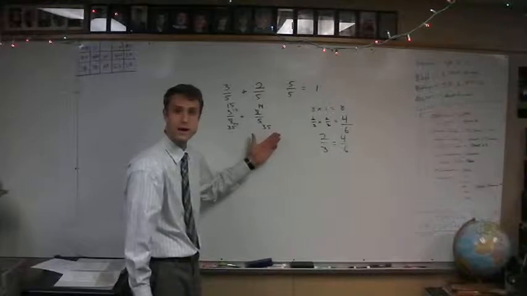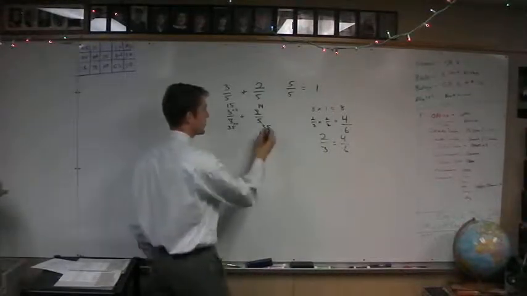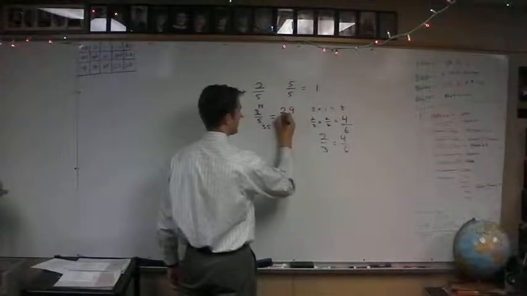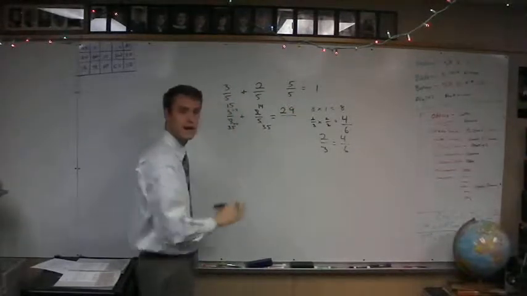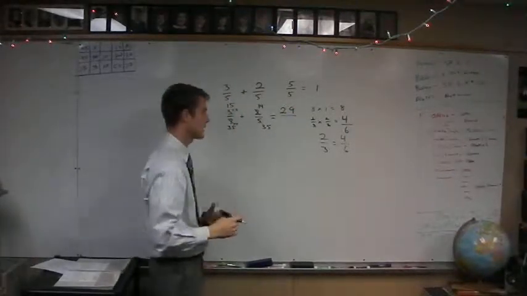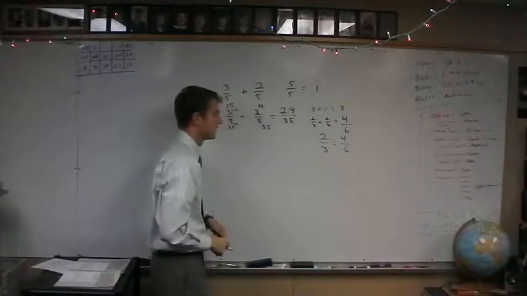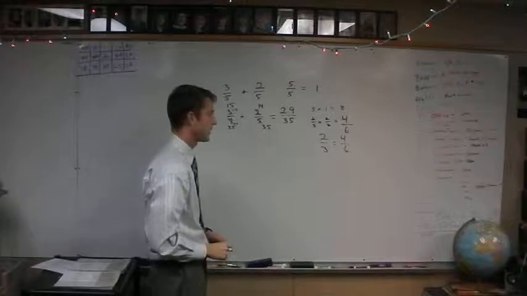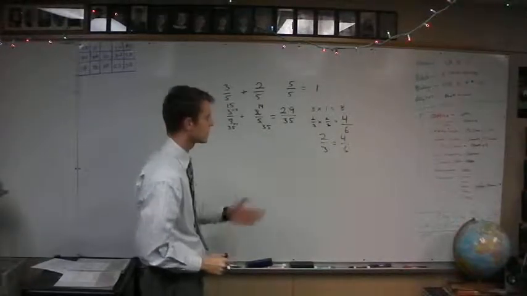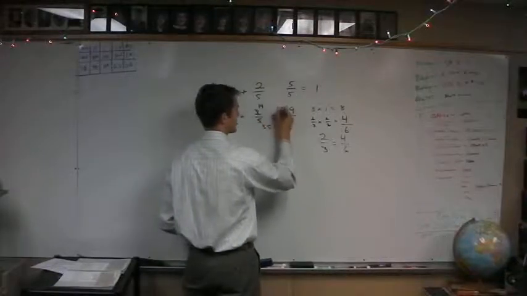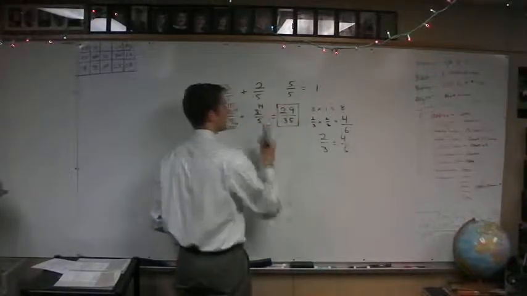Now I have common denominators. Now remember, I add the numerators. 15 plus 14 is 29. I do not add the denominators. I leave them the same once they are common. My common denominator is 35. I cannot reduce that any farther. 29 is a prime number. 35 would be written as 7 and 5. That cannot be reduced. Therefore, my answer would be 29 over 35.